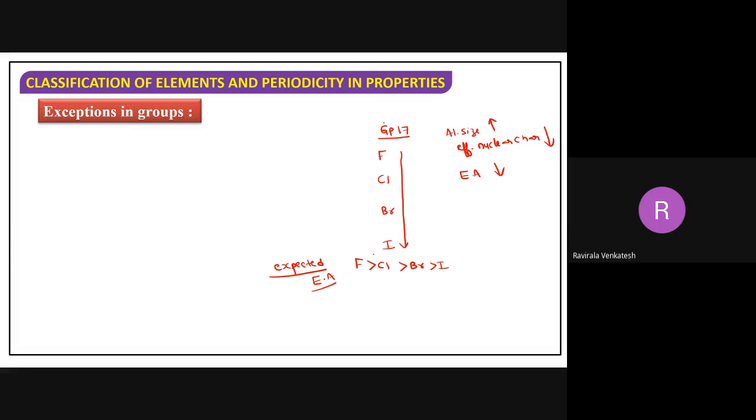Expected electron affinity values. What are these? Fluorine is more than chlorine, chlorine is more than bromine, and iodine. But this is wrong actually. So what is the exception here?